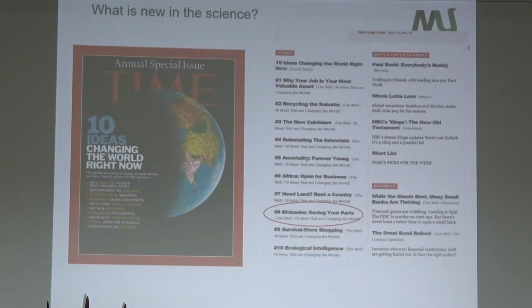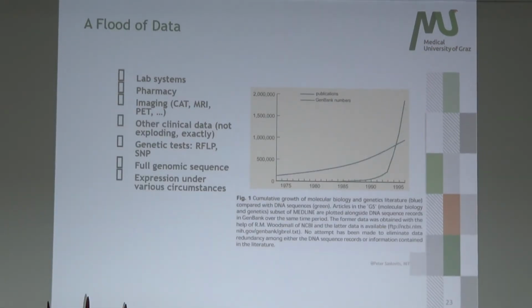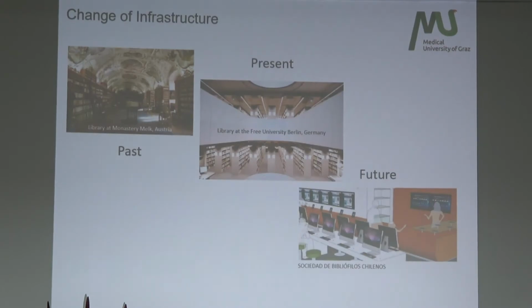Unfortunately, although in 2009 Time magazine said that biobanking is changing the world right now, we haven't really changed big things. What we try to do is really to change, and what is happening is an absolute flooding of data. We have so much data, and nobody knows if it is produced well or not. Well, what is happening in biobanking with that? Can you remember the nice library? Actually, this is Stift Admont in Austria, and if you are ever in Austria, Austria has the most beautiful libraries in the world. So go and see that.